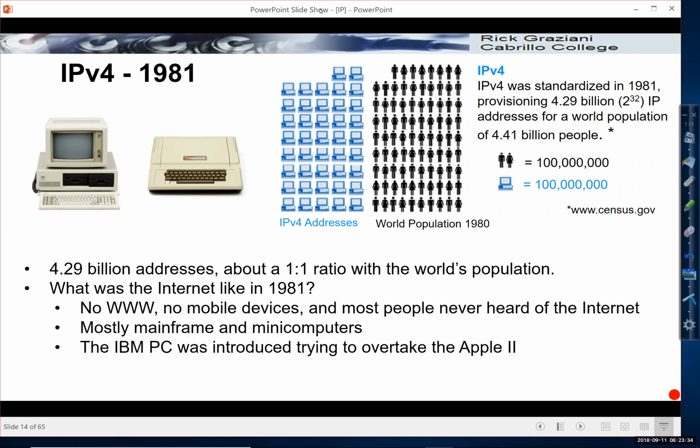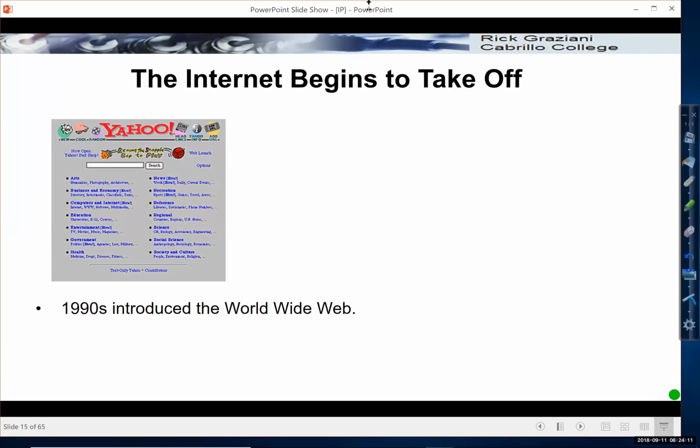Still, we didn't need IP addresses on these computers because nobody was really even thinking about networking them together, maybe connecting one to a printer with a parallel cable. But other than that, we weren't looking at putting these things on large networks or even on the internet. So at the time, everybody having an IP address seemed like we'll never get to the point where we'll need that. Well, in the 1990s, the internet began to take off with the World Wide Web.